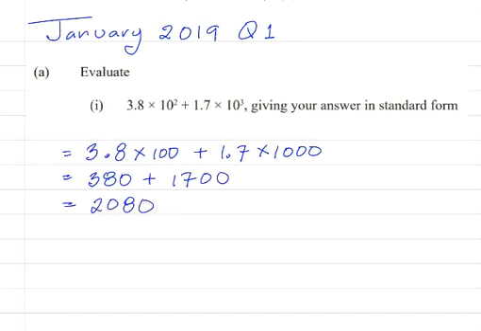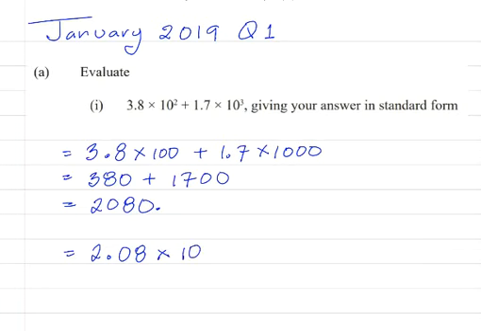Alright, and we're asked to write this number in standard form. So when we write a number in standard form, the decimal point must come between the first two significant figures. So the decimal point must end up between the 2 and the 0. Alright, so in standard form, this is equal to 2.08, multiplied by 10 to some power.